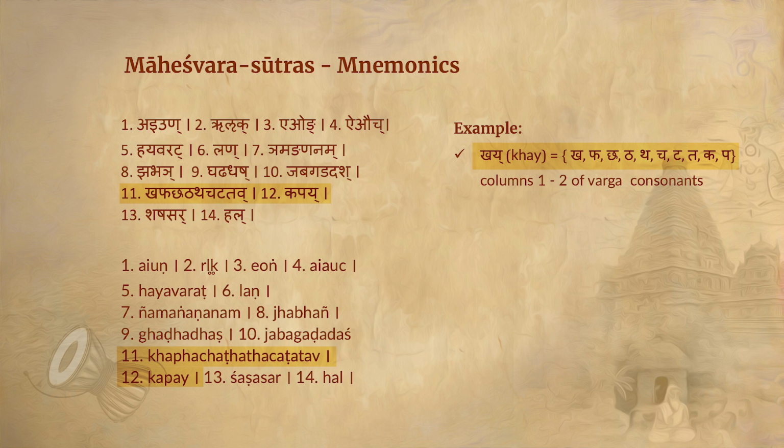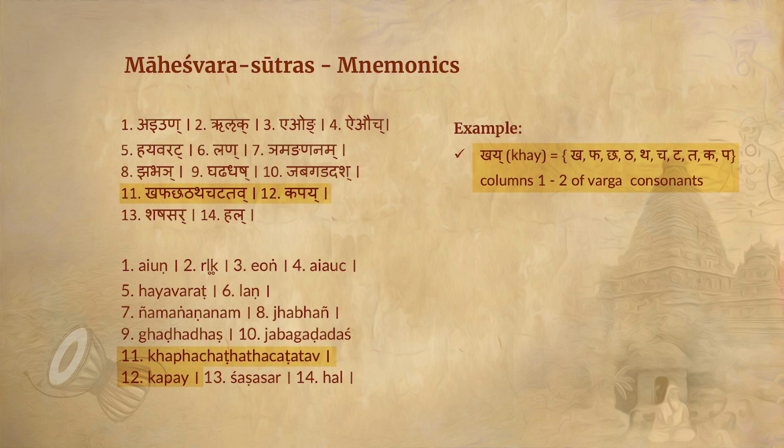This actually represents columns 1 and 2. If you write Ka, Kha, Ga, Gha, Nga, Cha, Chha, Ja, Jha, Nya, etc., then what is this list? This list is columns 1 and 2. That's what it is. The Kavarga, Chavarga, Tavarga and Pavarga. That is the first 2 columns. He very compactly says Khay.